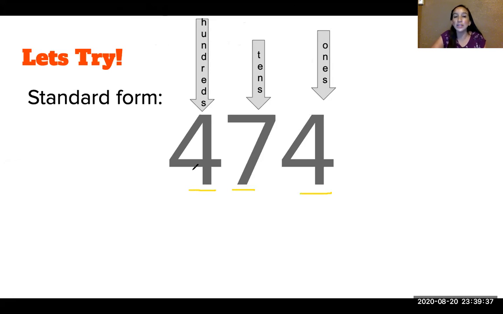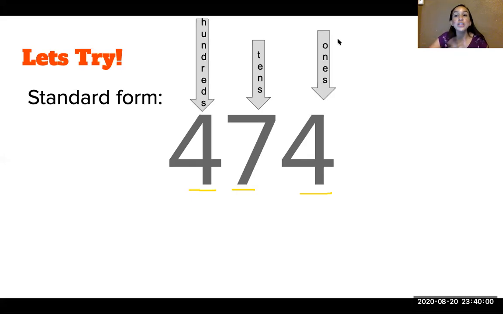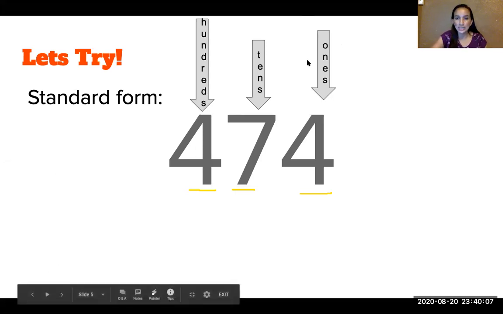Make sure we are writing this down. Remember, this number is written in standard form, but we're not trying to do standard form. What are we trying to do, boys and girls? That's right, we're trying to do expanded form, to expand our numbers. Good. So let's go ahead and delete this and move on with the next one.